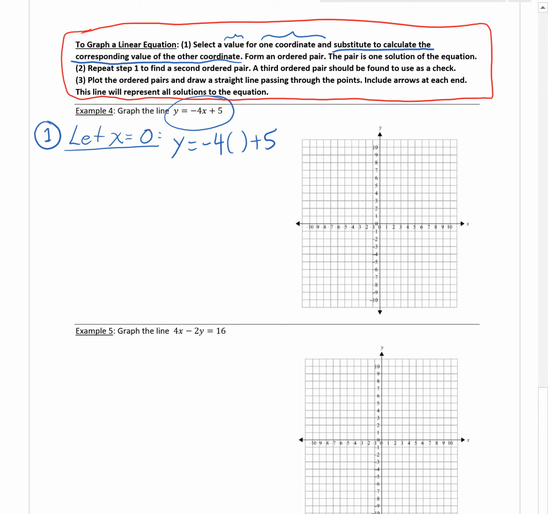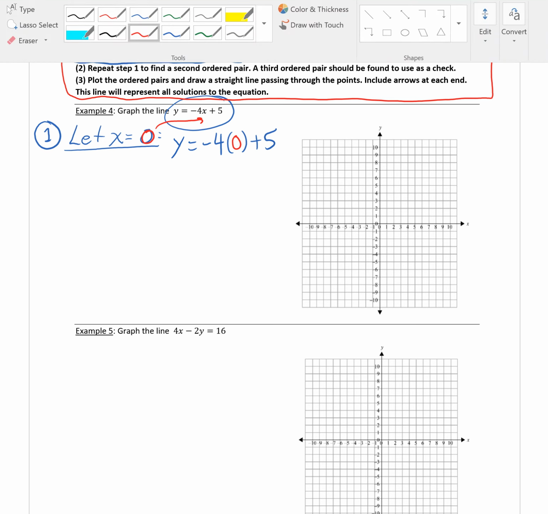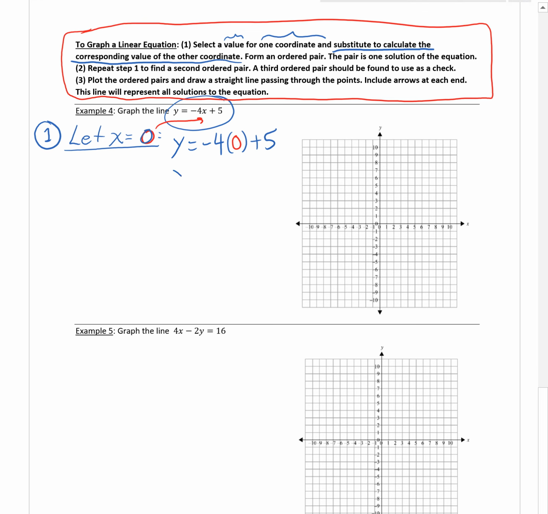Since I chose x equals 0, I'm going to substitute that value into the equation for x. And whatever y comes out to be, that must be the corresponding y value. So what'll that be? If I put a 0 there, negative 4 times 0, that's 0, plus 5 is 5. So those two, the x value of 0 and the y value of 5 must go together. They make an ordered pair. So like it says there, once you find that value, you're going to form an ordered pair.